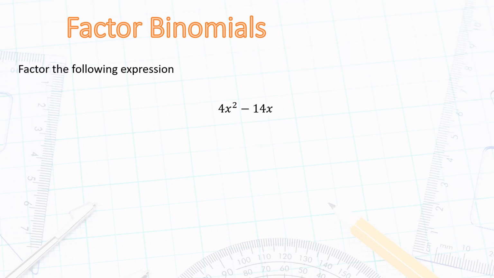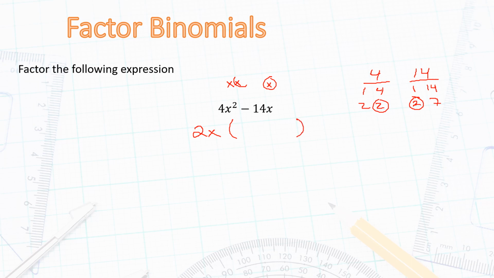All right, let's try a different one. 4x squared minus 14x. So we got 4 and 14. So 1 and 4, 2 and 2, 1 and 14, 2 and 7. That's it. So 2 is my greatest common factor number-wise. And then I've got x squared and x. There is a copy of x in both. So 2x is my greatest common factor.